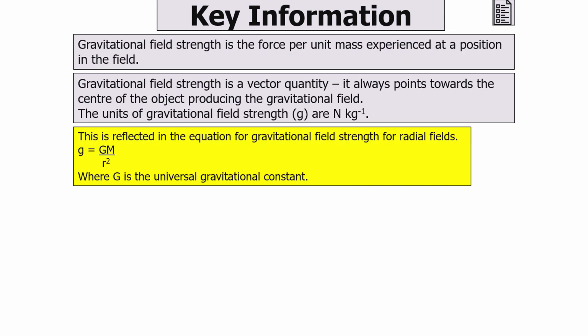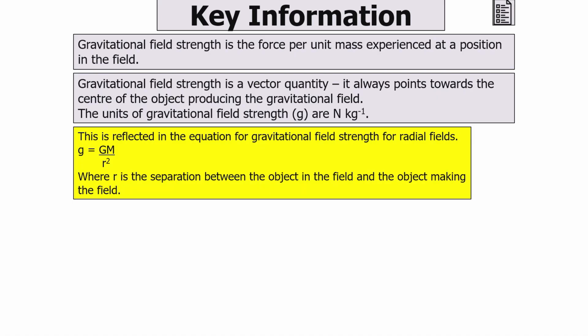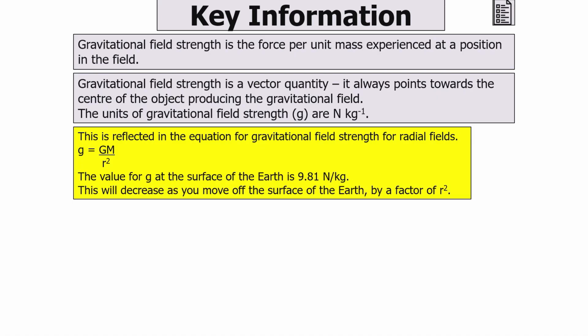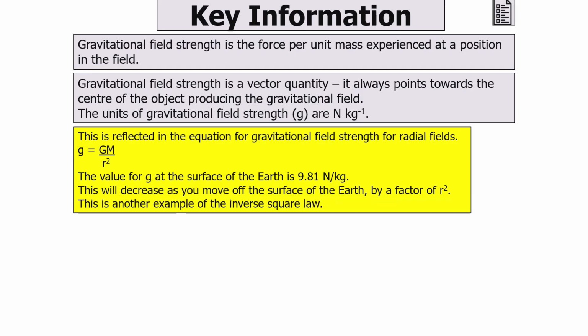So to clarify, g equals big G big M over r squared, where big G is the universal gravitational constant, M is the mass of the object creating the gravitational field, and r is the separation between the object in the field and the object making the field. Now the value of g at the surface of the Earth is 9.81 newtons per kilogram. This will decrease as you move off the surface of the Earth by a factor of r squared. And this is another example of the inverse square law in physics.